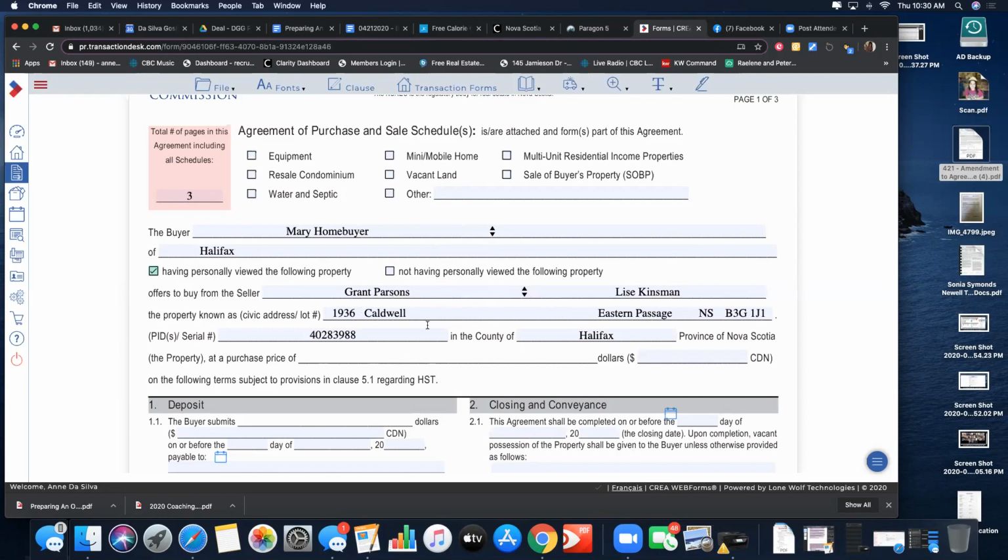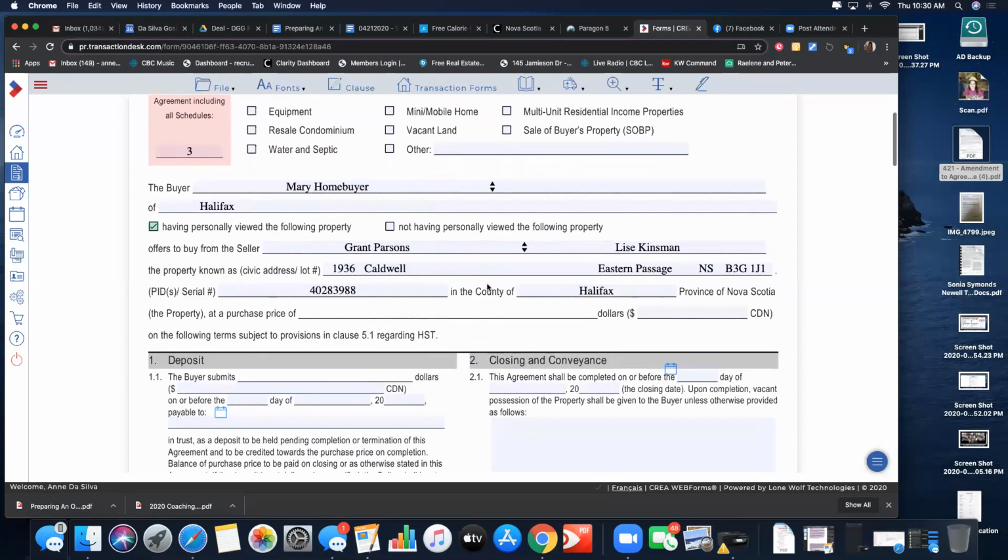You're going to have the property, postal code, etc. We do want this part filled out in quite a bit of detail versus what we need up here, because we're trying to make sure that we're purchasing the correct property. The PID number, the county. HRM is not a county. As a reminder for all of our local people, we often see HRM come in.